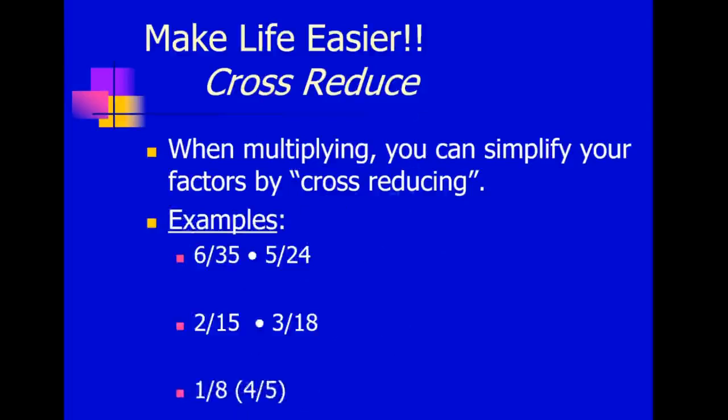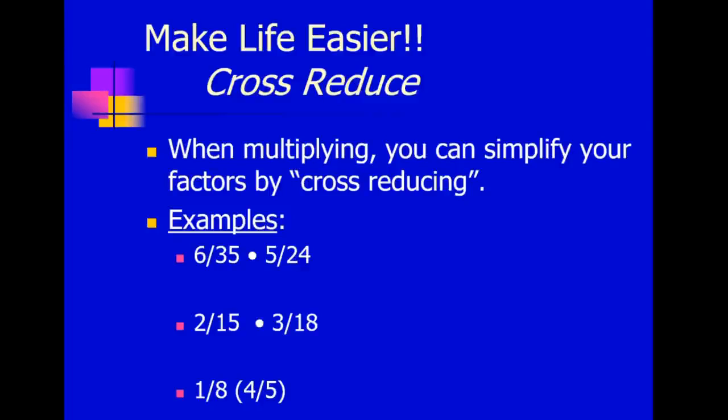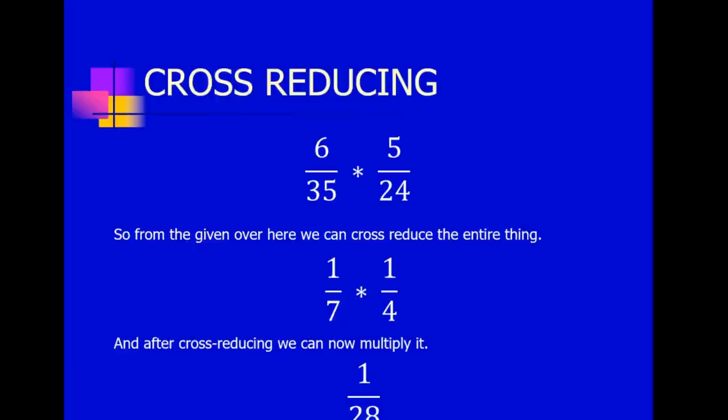So how many 6 are there in 6? We have 1, right? Now in 24, how many 6 can we see in 24? That's 6, 12, 18, 24. So we got 4, right? Same thing for 5 and 25. They're both divisible by 5. So how many 5s do you get in 5? You get 1. How many 5 do you get in 25? You get 5. And that's how we came up with 1 over 5 times 1 over 4. Now, after cross reducing it, we can now multiply it to give us the answer of 1 over 20. That's how cross reducing works. Okay, you basically reduce the values if they are both divisible crosswise.